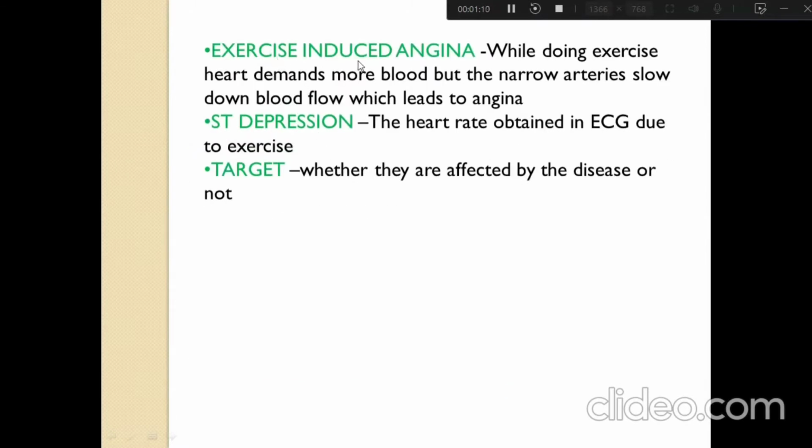Exercise induced angina. While doing exercise, the heart demands more blood, but the narrow arteries slow down blood flow, which leads to angina. ST depression. The heart rate obtained in ECG due to exercise. Target whether they are affected by the disease or not.